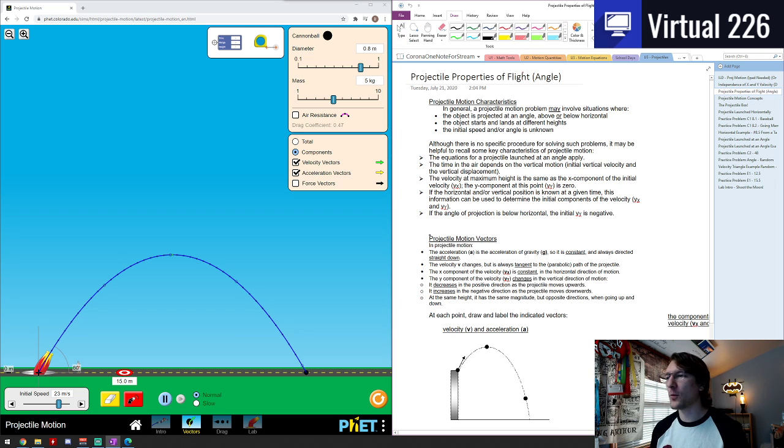Hey there. We're talking about projectile properties of flight. And whenever we're talking about this, what we mean is that we hit something, or we throw something, or shoot something out of a cannon and it's in the air. And we're going to talk about air not really existing here. We're getting rid of air resistance.